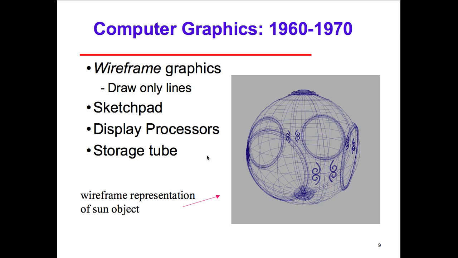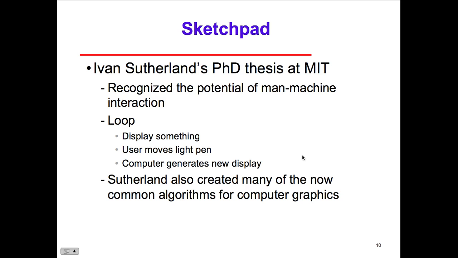And people are doing a lot of this right now with scanned images. You take a picture of somebody, scan it into a computer, and then you can make a robot out of that person, out of that picture, by wireframing it and then filling in, texture mapping it, doing all sorts of different things to it. So wireframing in general just draws lines. This is a wireframe. It just draws the lines in terms of the structure. Sketchpad, display processors, storage tubes, so wireframe representation of the sun object in the previous slide.